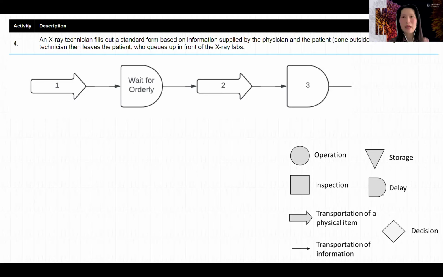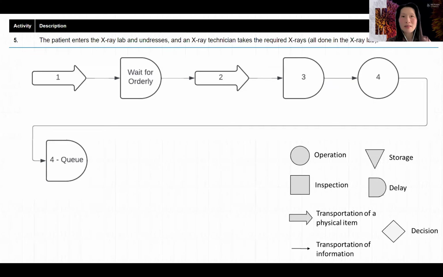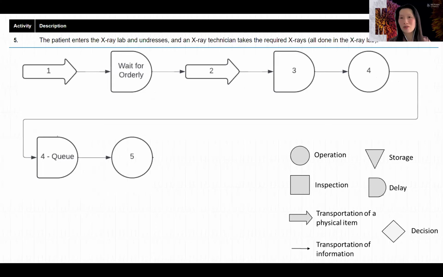So as I said, there are 2 steps. One is an operation, so they do the paperwork, which is necessary. And the second one is for the patient to queue. Then the next one, they enter the lab, undress, take the X-ray. All these things we call value adding, right? The customer, or the patient in this case, is coming here to do the X-ray. So this is definitely all operations. A customer is willing to pay for that. It's called value adding operations.